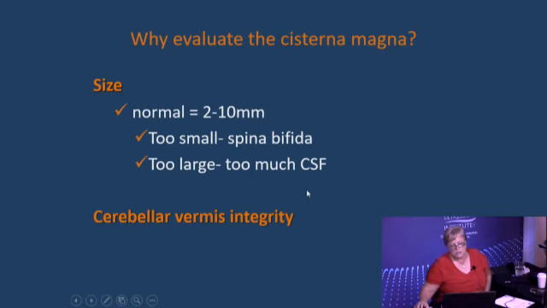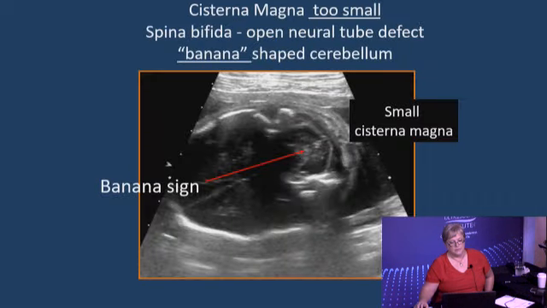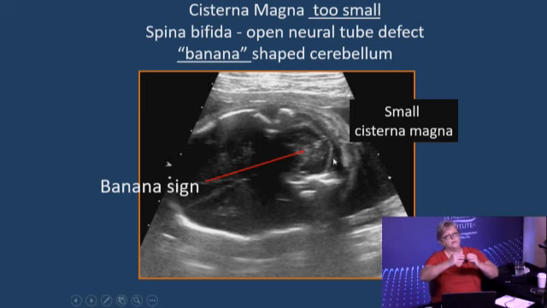Too large or too much cerebrospinal fluid, and then looking at the integrity of that. Is there enough of the vermis there? Is part of the vermis absent? What is the shape of the cerebellum and the vermis? So this one, too small. Look at how that cerebellum is being pulled down because the cerebrospinal fluid is leaking out because there's a neural tube defect. Again, I was telling you that the head findings will tell you, look at my spine. When you see this shape to the cerebellum, you should be looking for that spine. So this is called the banana sign, because the cisterna magna fluid is leaking out, so the cerebellum gets pulled down.